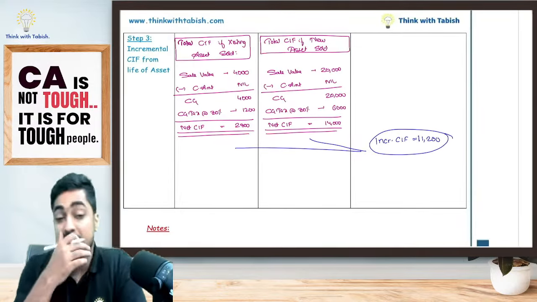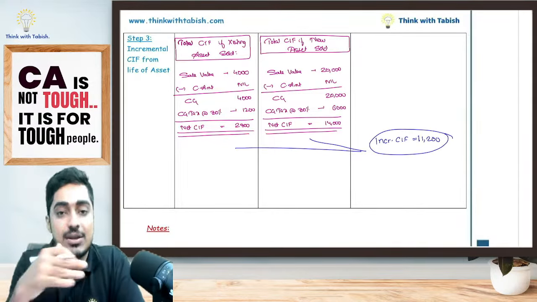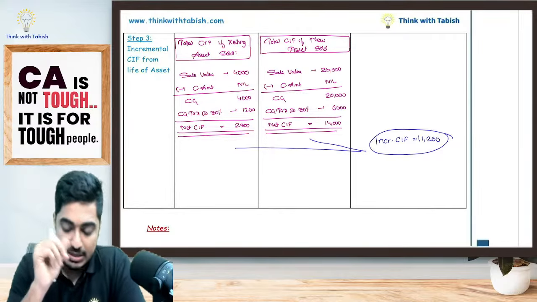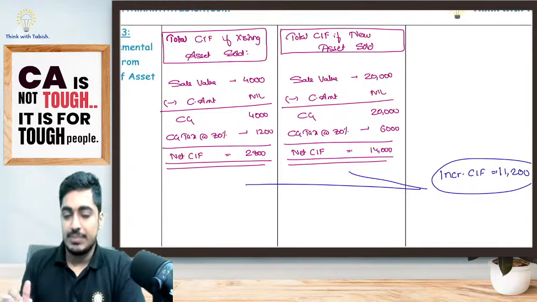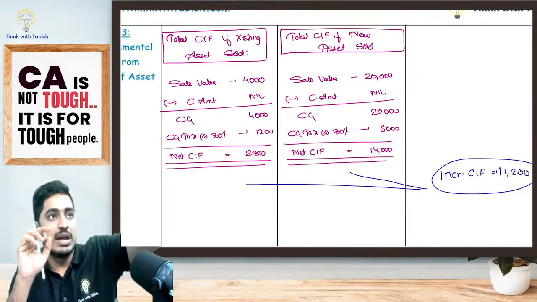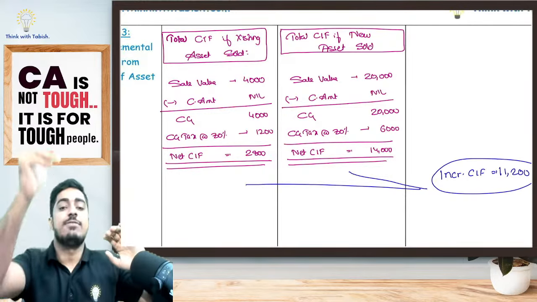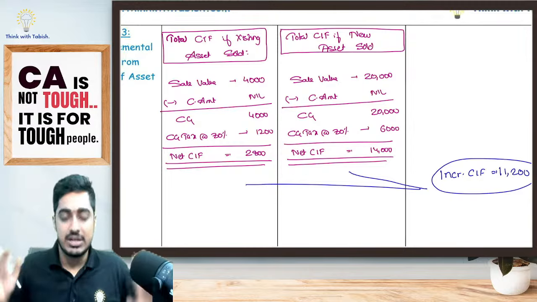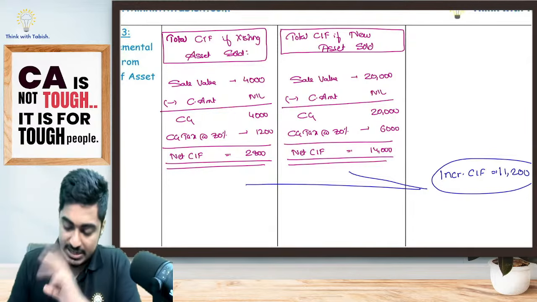Then I want step 3. That is the incremental terminal value I'll have to calculate. Now understand, simple. Incremental I have to calculate. Simple. If the existing asset was sold, ultimately how much cash will I get? If the new asset is sold, ultimately how much cash will I get? That gives me the incremental terminal value.